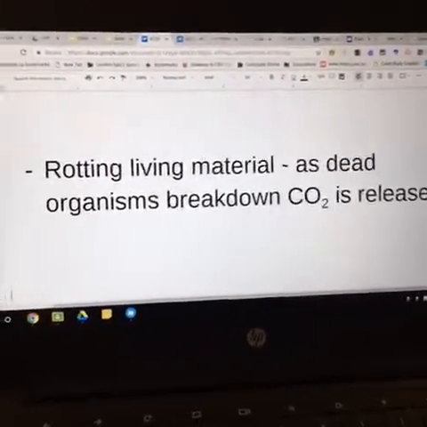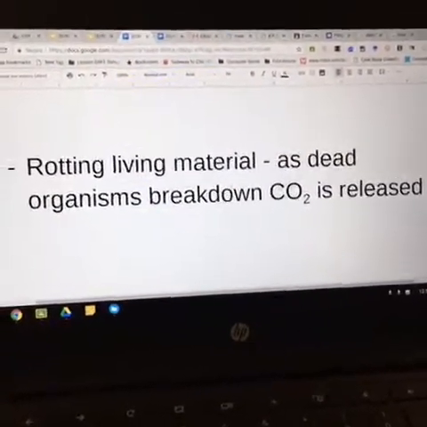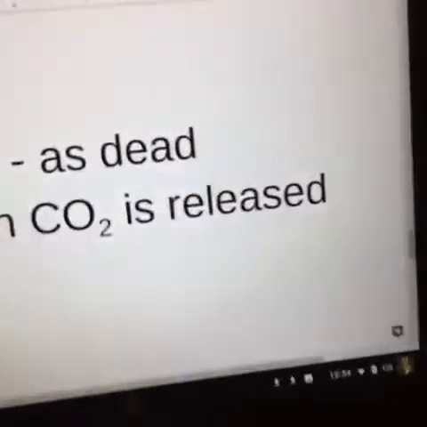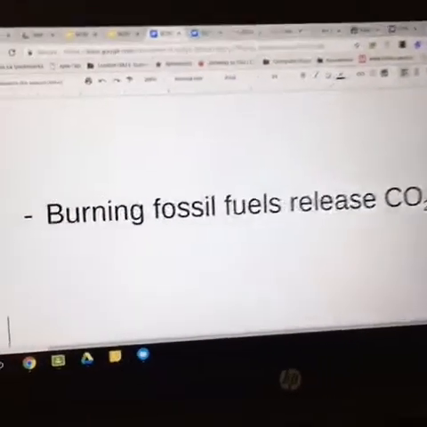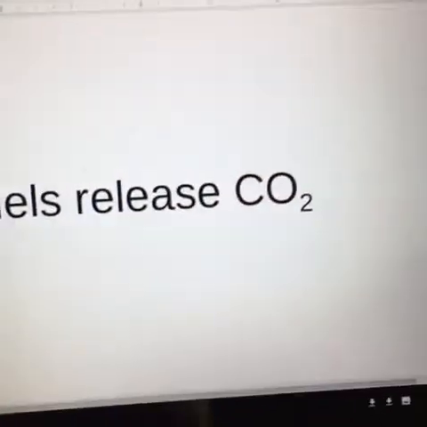Decomposing or rotting living material, such as dead organisms breaking down, releases carbon dioxide. So composts at home, when you have leaves that have fallen off your trees and they start to break down, when you throw out scraps of food, when you cut down trees and the trees are just sort of left to decompose on their own, all of that stuff releases carbon dioxide. And again, it may not be a big deal in your own backyard, but you multiply that across all of the different backyards around the earth and all of the different yards and all of the different compost bins, that adds up.